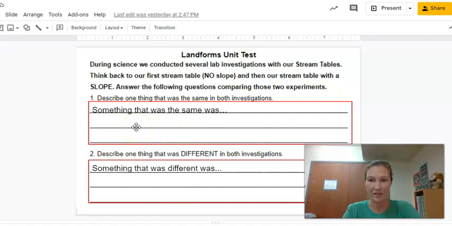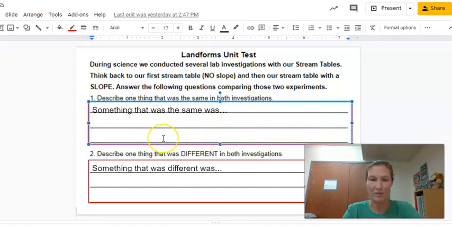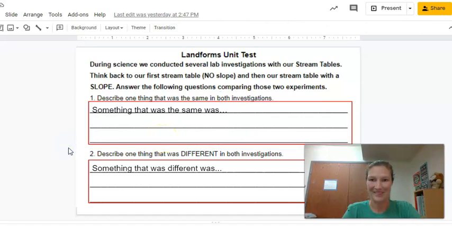So I gave you a little bit of a sentence starter here. Something that was the same was... So anytime you see a red box, you just double click in there to type your answer. So go ahead and pause the video, type your answer. What was one thing that was the same that you saw in both?